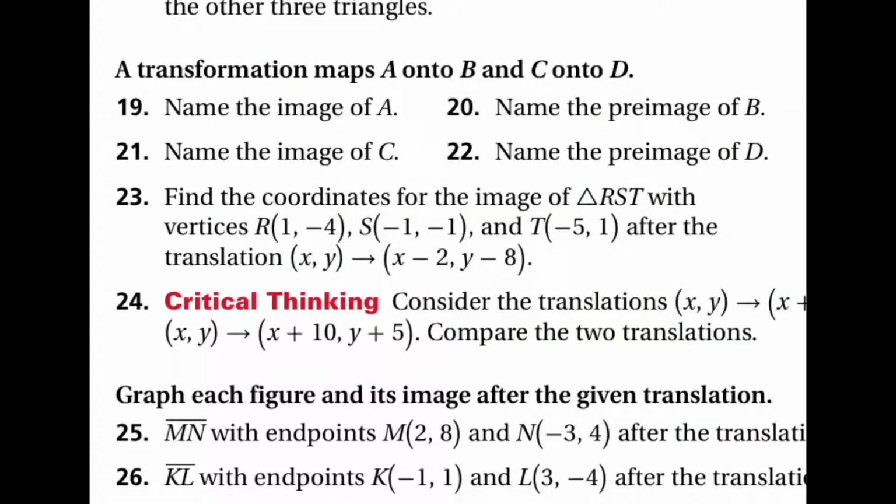For 19 and 21, we have A mapped onto B, B mapped onto C, and then C mapped onto D. The image of A is B, and the image of C is D. So that's using this terminology of pre-image and image for our transformations.